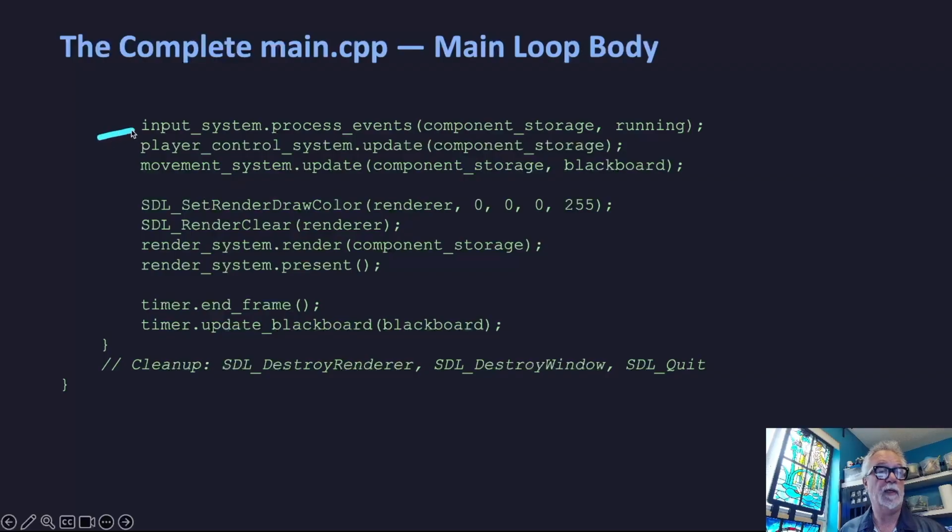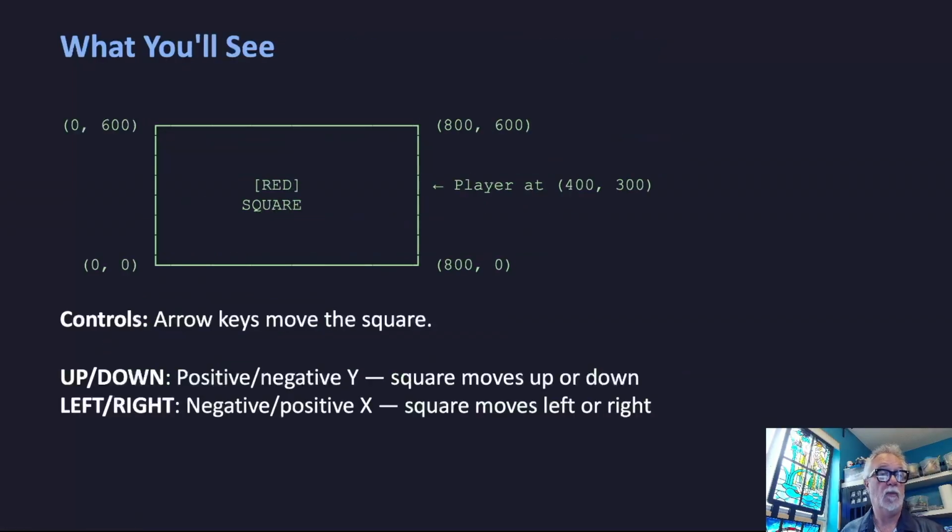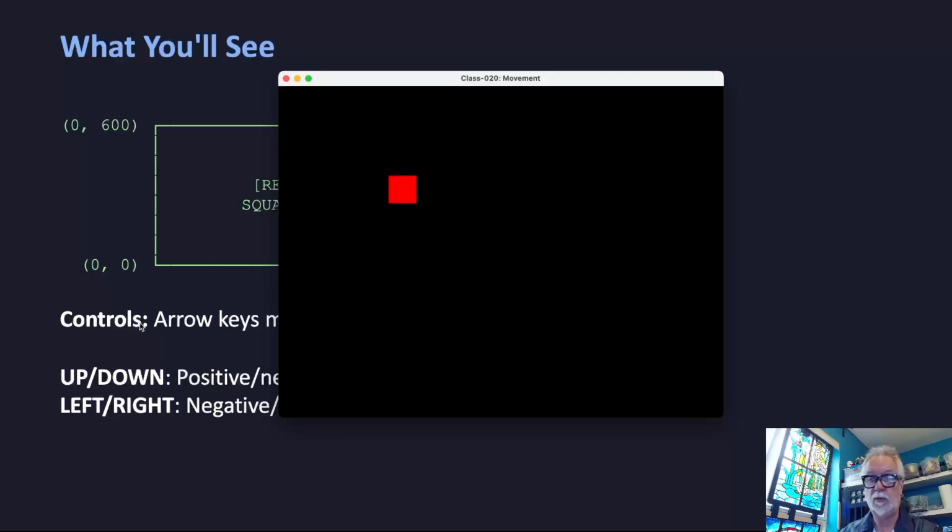Then I process my input systems. I use the player control system to update the data. This will look for any entity that has an input component and a velocity component, and it will add it. Then I take my movement system, then I display everything, and then I'm done. And at the end of the day, I update my timer so that the next time around my delta is correct. What you'll see, well, this is kind of the representation of it, but this is what you're seeing, right? We're seeing this little red square going around like that.